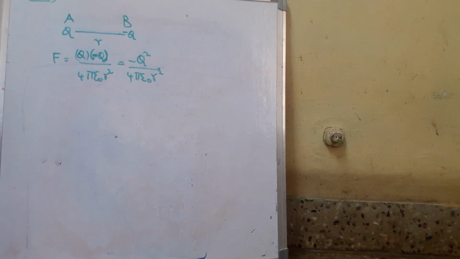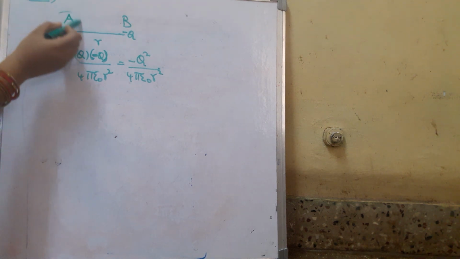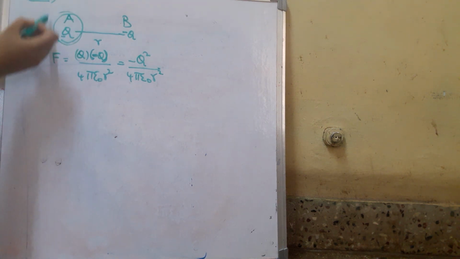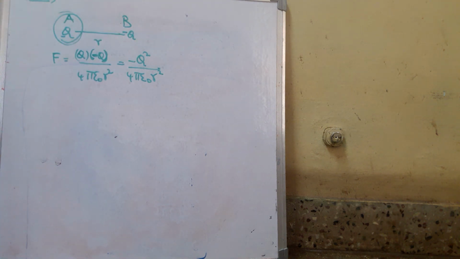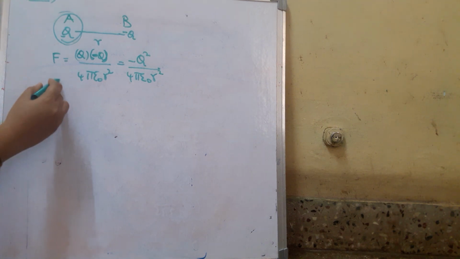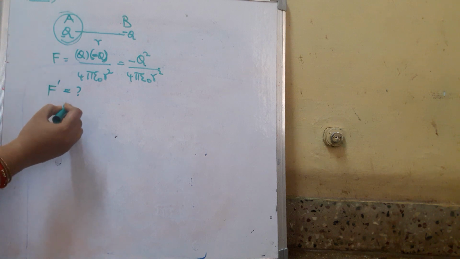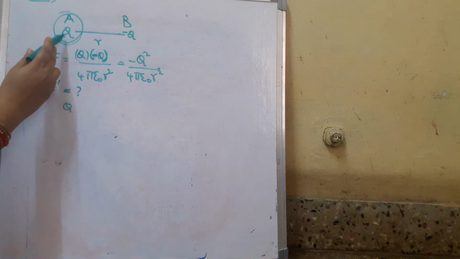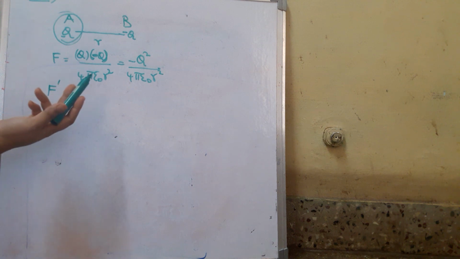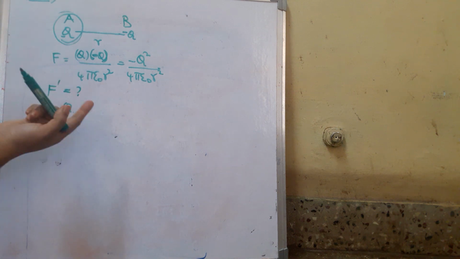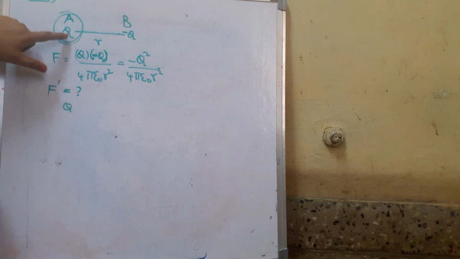Now I am continuing the question. If 25% of the charge of A is transferred to B, then what will be the new force between the charges? What I have done in this question is that initially both charges are equal in magnitude but opposite in sign. Now I'm taking 25% of the charge from Q and putting it in B.